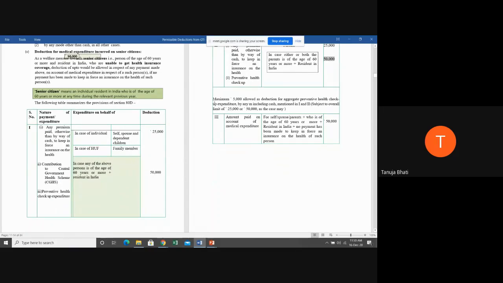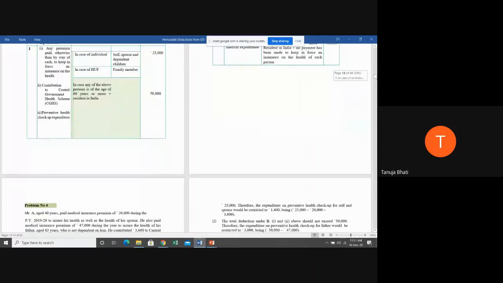And we know that a maximum of 5,000 is allowed as a deduction for aggregate preventive health checkup expenditure, including by way of cash, mentioned in 1 and 2, subject to the overall limit of 25,000 or 50,000 as the case may be. So within that limit only the 5,000 is included. Next, third part, we saw the amount paid on account of medical expenditure. Suppose you have not taken health insurance, but you have paid money on the medical expenditure of your spouse or parents who are 60 years or more, then you are going to get a deduction of 50,000 rupees. So this is all about section 80D.